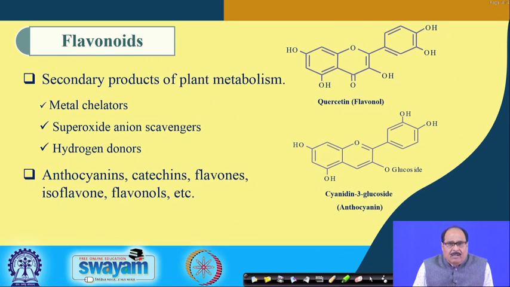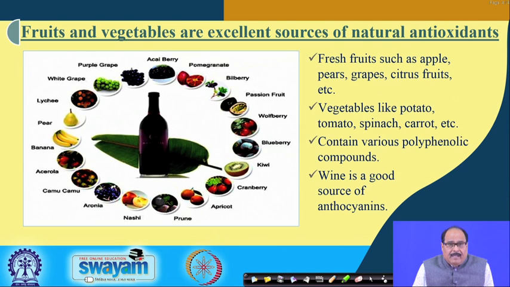Flavonoids are the other group of secondary antioxidants, which are generally secondary products of plant metabolism. They are metal chelators, superoxide anion scavengers and hydrogen donors. Anthocyanins, catechins, flavanones, isoflavones, flavonols, etc. belong to this group of antioxidants.